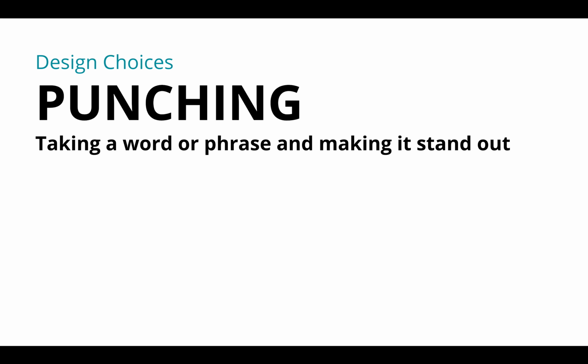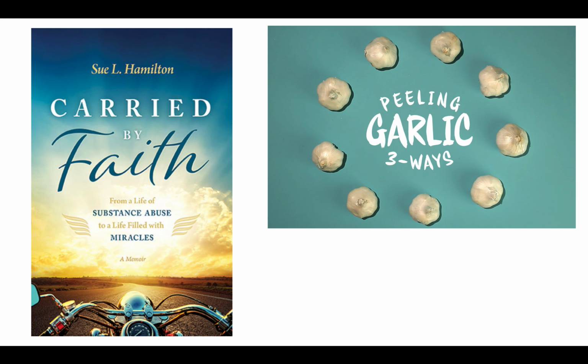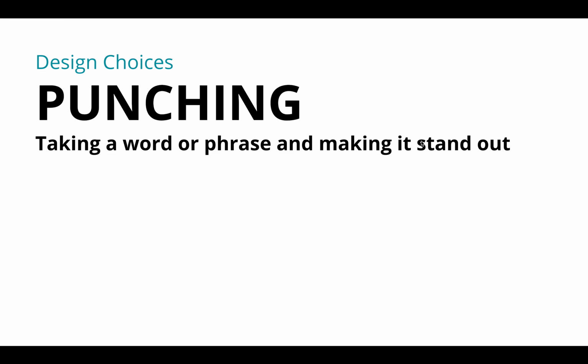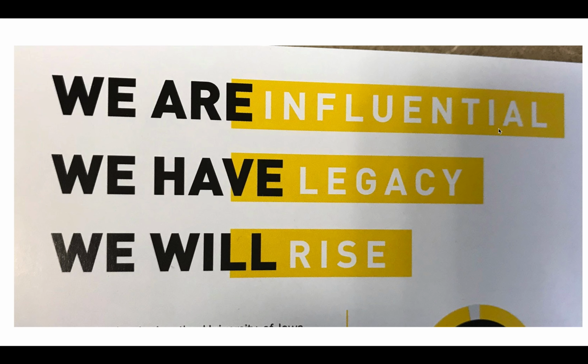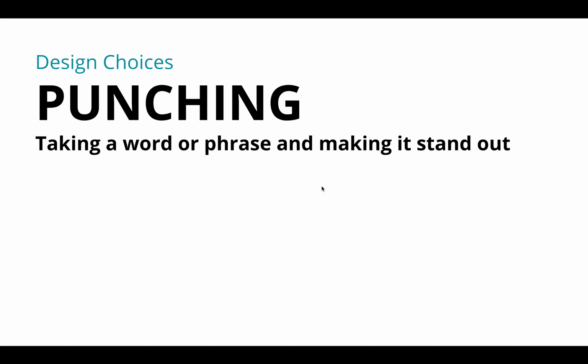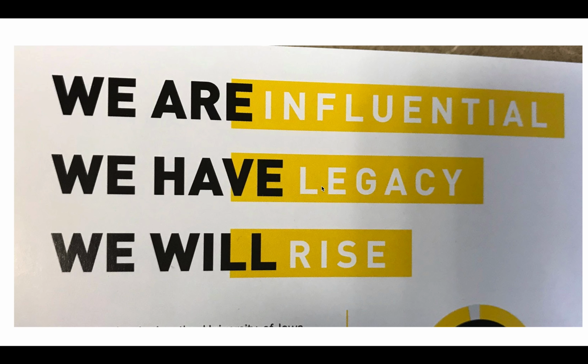And when we're doing this, a lot of times we're doing one of two things. The first thing I call punching. You want to take a word or a phrase and make it stand out, just like faith is obviously the keyword in this one over here. Garlic is the keyword in this one right here. I saw this, I took a picture of this. This was from something in the School of Journalism, and this was just another way of punching. They actually used enclosure to get this influential legacy rise, which is different than this, kind of a separation, a punch. This one works slightly different.